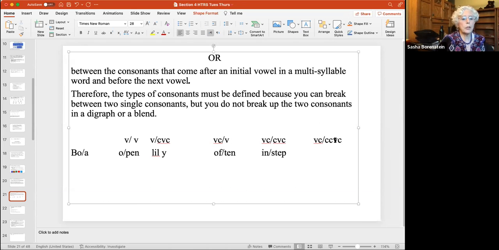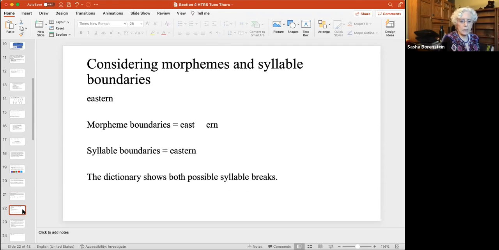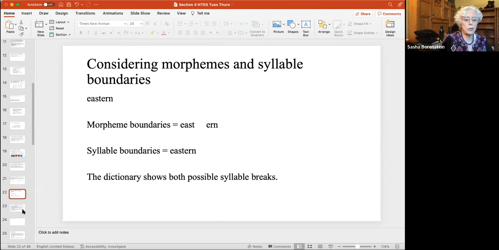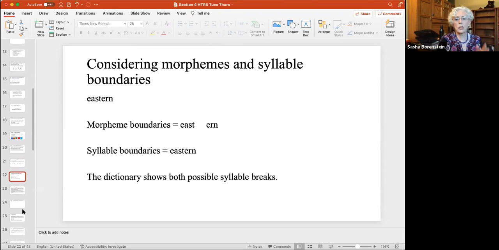So what we're going to do now is take our 10-minute break, and then we're going to talk about morphemes and some other things that we need to talk about with our students when we're teaching this. So let's take a 10-minute break. And if you have questions, just write them down and we'll for sure answer them when we come back from break.